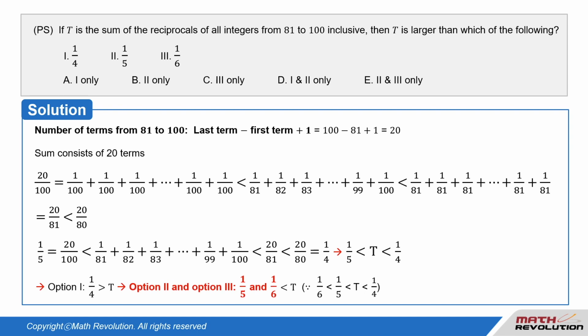Option 1, which is 1 over 4, is greater than T. But both option 2 and option 3, which are 1 over 5 and 1 over 6, will be less than T, since 1 over 6 is less than 1 over 5, which is less than T, which is less than 1 over 4. Thus, E is the correct answer. Answer E.